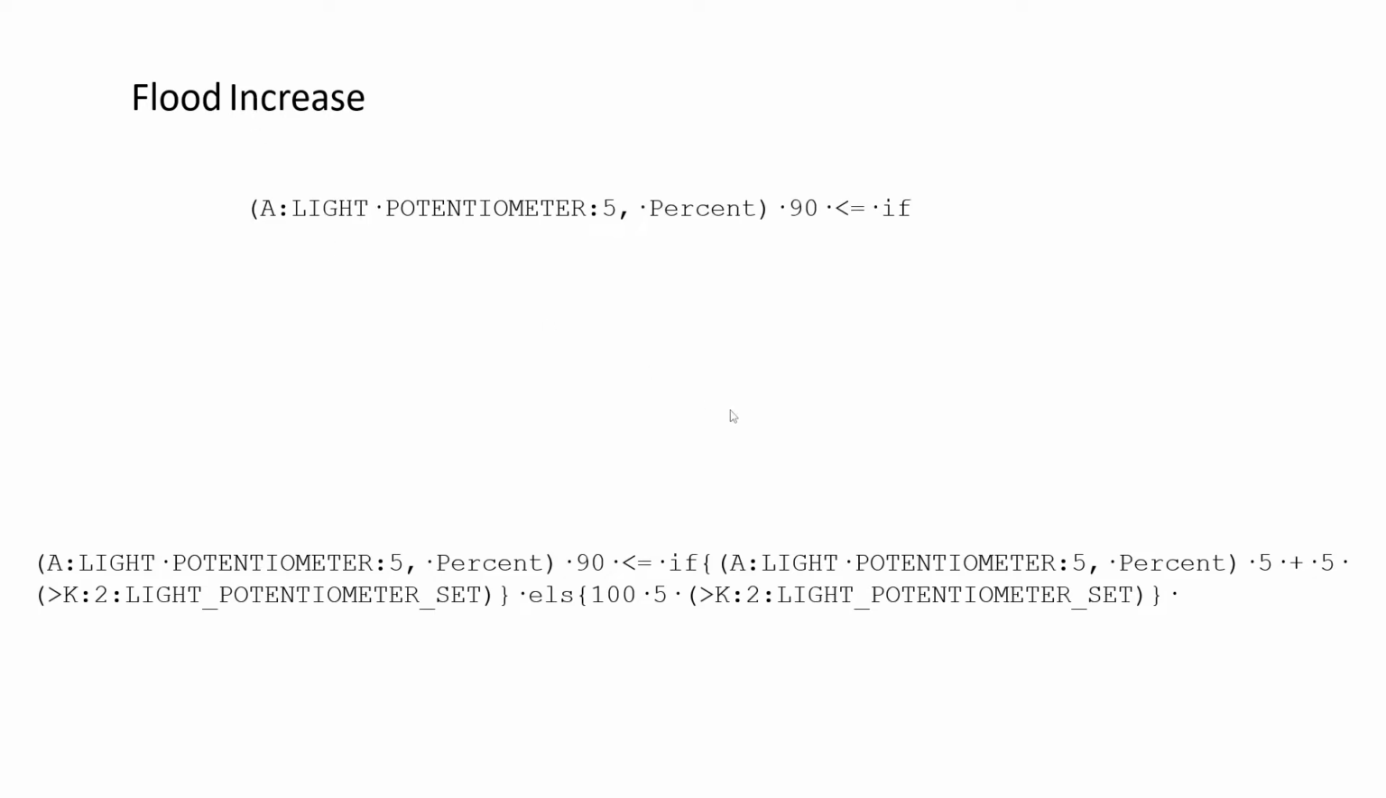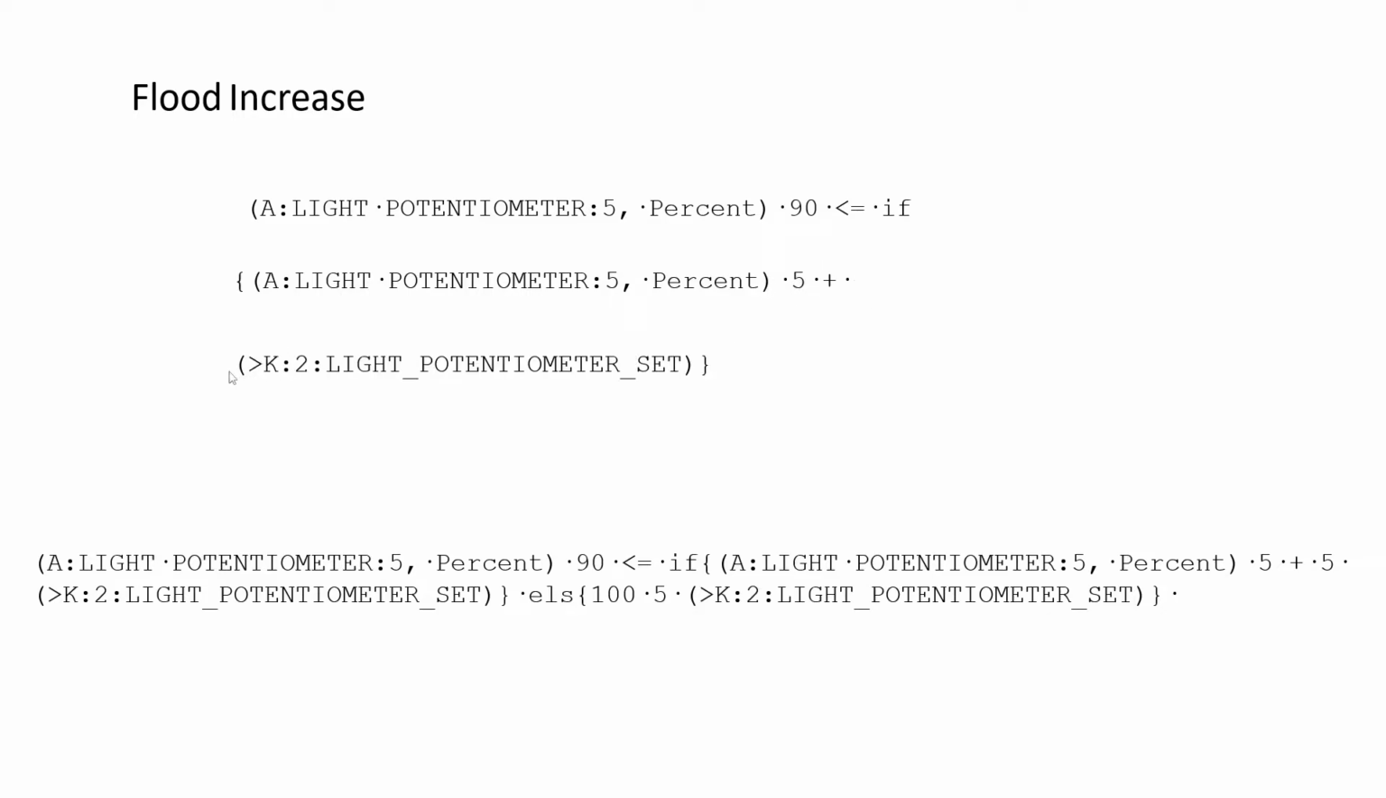So let's step through that again. Exactly the same process as before. Look at light potentiometer number 5 as a percentage, check if it's below 90 so that we know we can move up. And if we are, get the value from circuit 5 and add 5 to it. Write that back into number 5.